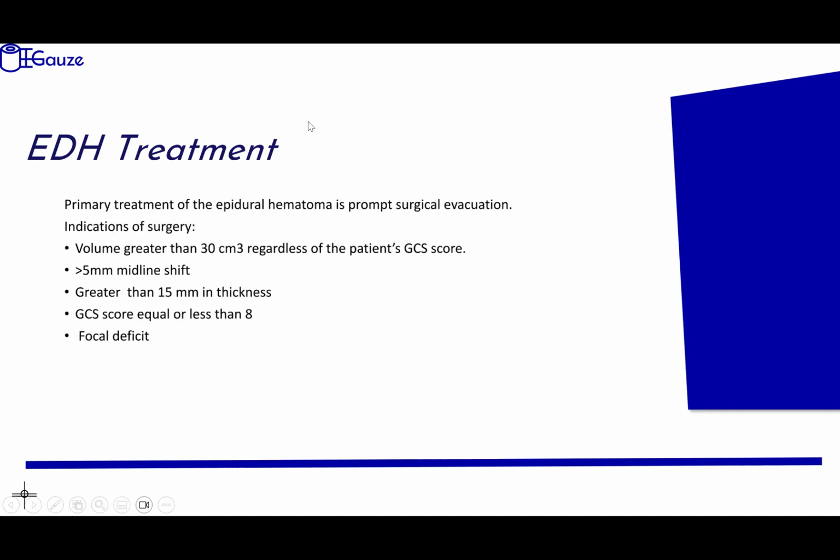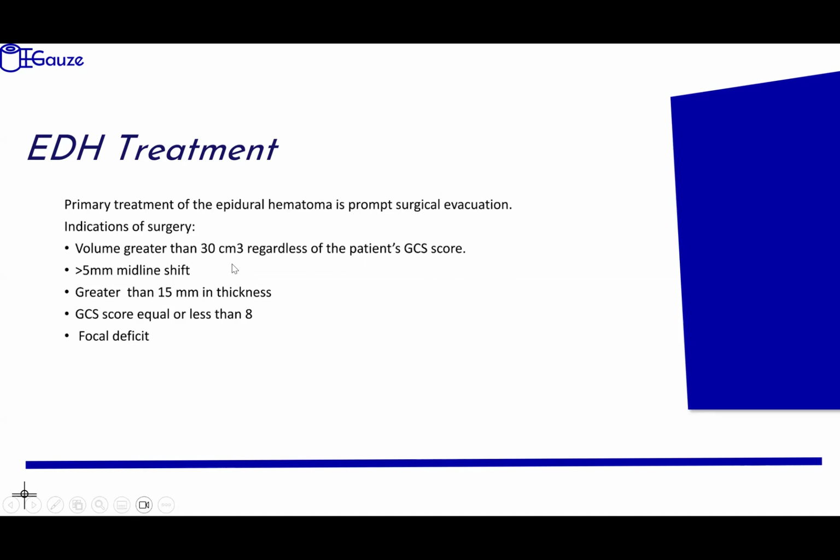Treatment depends. Epidural hematoma can be surgical, and with surgical, it's a life-saving surgery. You have to do it as soon as possible because otherwise the patient will herniate and may die in a very short period. Or you can go conservative. The indication for epidural hematoma surgical treatment depends on the volume, regardless of the GCS score.